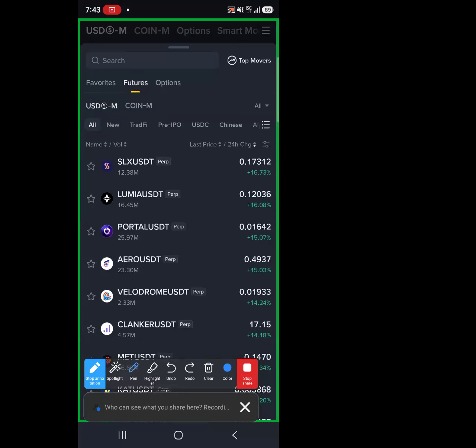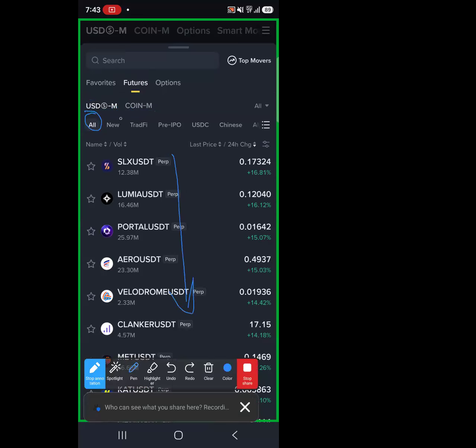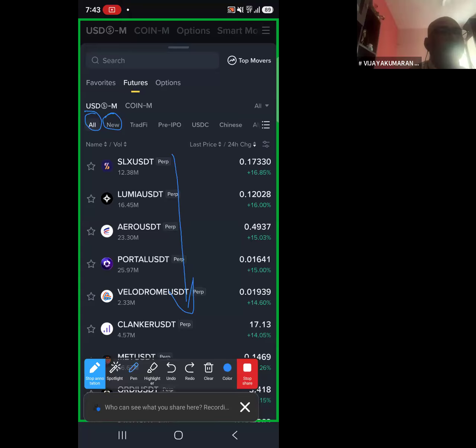Now, under the US dollar market, if you put in all, you're going to have all the coins you want. And if you tap on new, you're only going to see new coins that have been listed on the futures market.